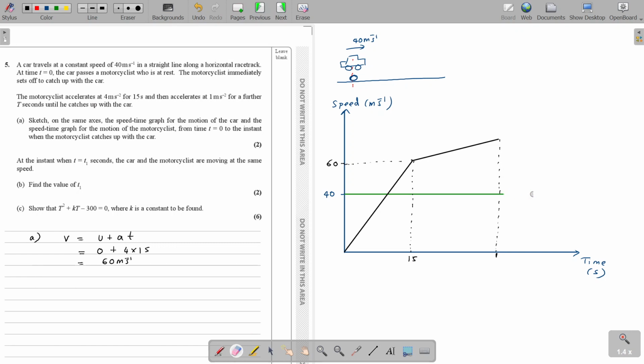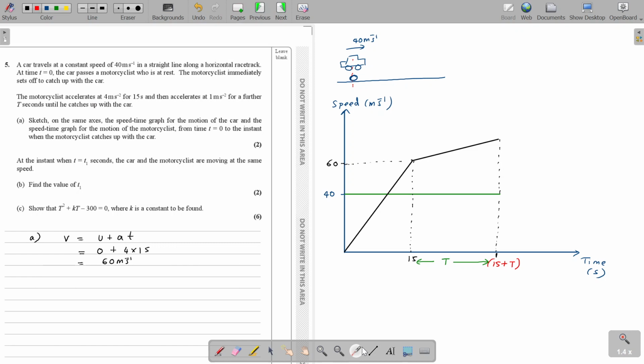So I can remove this part of the graph. At this point, the area under the graph for the distance traveled by the bike and the area for the distance traveled by the car must be equal. That's how they catch up. Now my question is, where do I mark T? Do I mark capital T here? No. They say the motorcyclist accelerates at 1 meter per second square for a further capital T seconds, so capital T is only this time gap. Which means this value is 15 plus T.